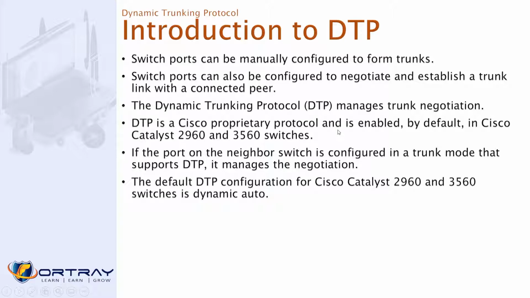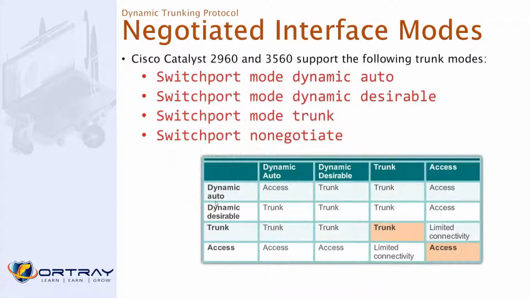DTP is Cisco proprietary and it is enabled by default. If the port on the neighbor switch is configured in a trunk mode that supports DTP, DTP manages the negotiation. The default DTP mode on Cisco is dynamic auto. I will show you in a minute.